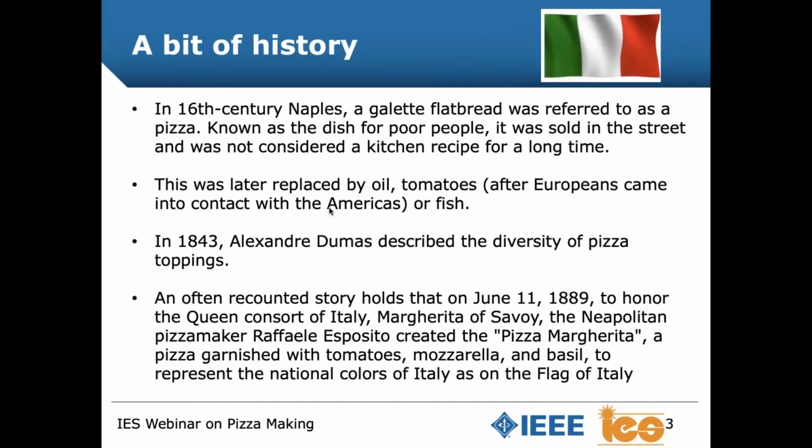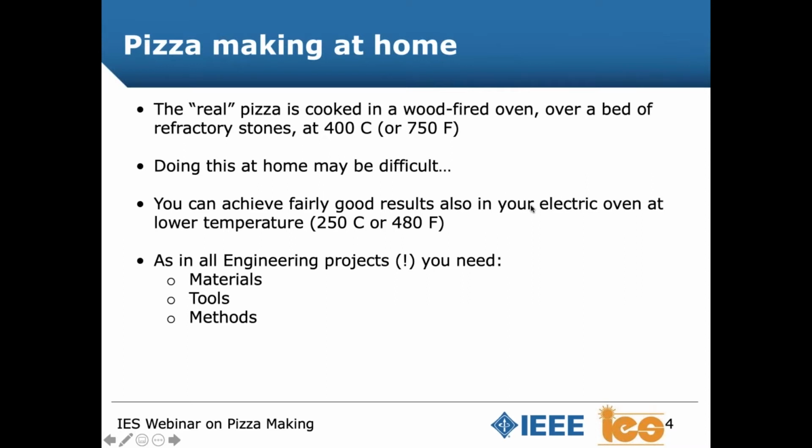And the pizza margherita, the most known pizza in the world, is, let's say, a tribute to the Queen Consort of Italy. She was visiting Naples on June 11th, 1899. And so this pizza maker, Raffaele Esposito, keep this name in mind because I think 99% of the pizza makers around the world have this family name, created the pizza margherita, which is tomato, mozzarella, and basil to represent the national colors of Italy as on the Italian flag. So can you see the Italian flag waving? Because we also have to see if the animations are working.